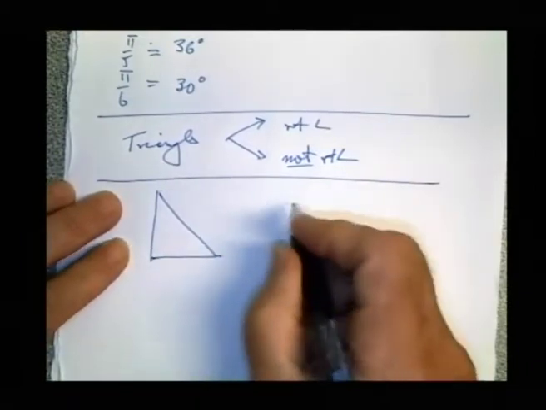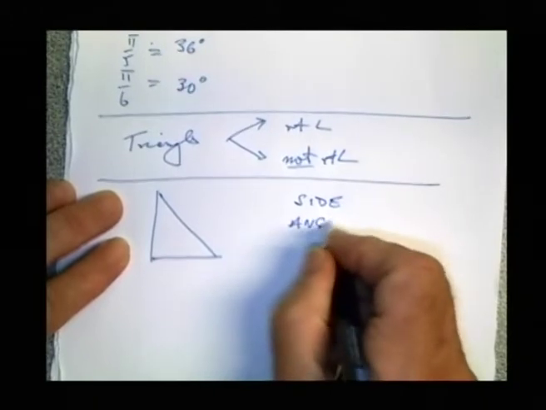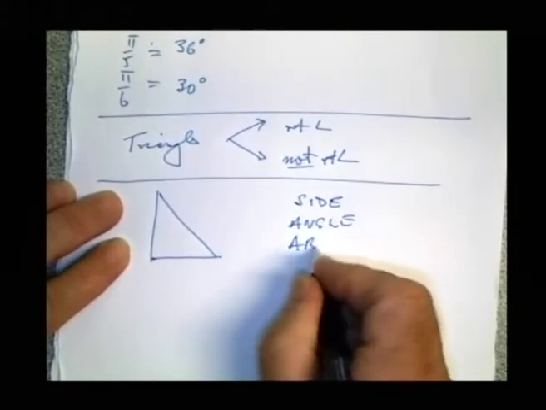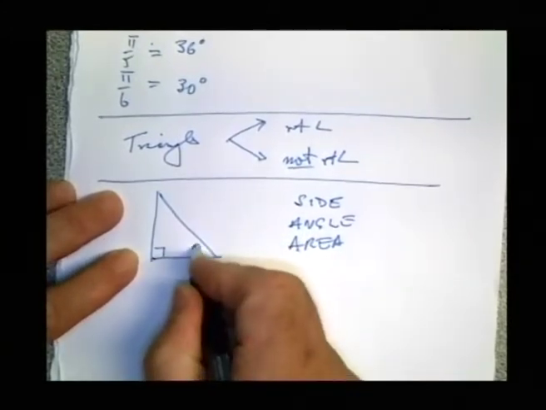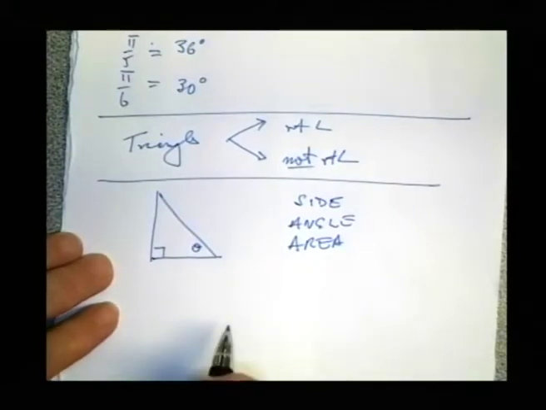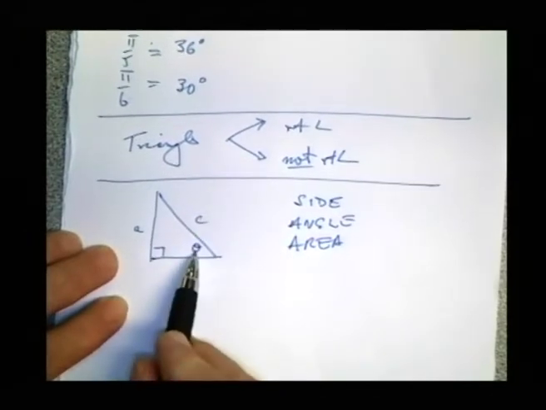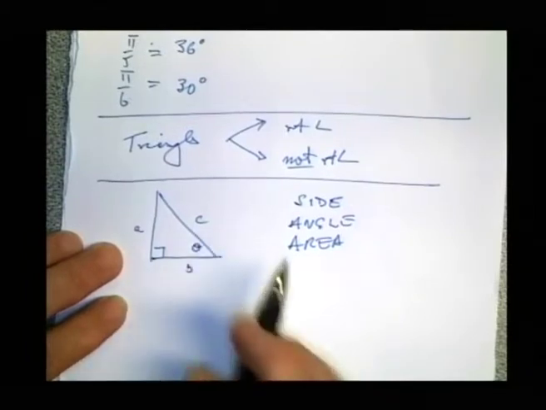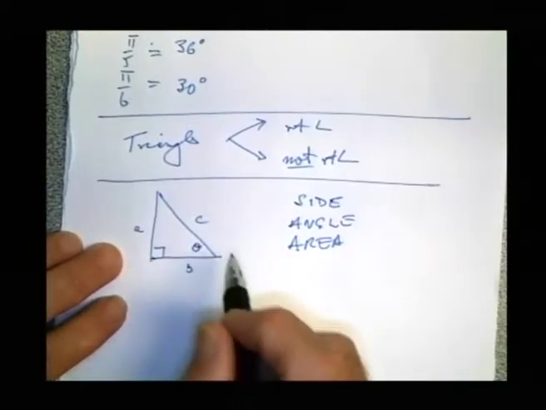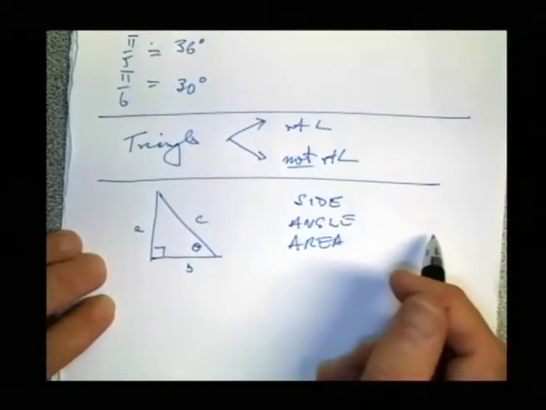Now, if you take right-angled triangles, in a triangle there's three things to look at: the side, the angle, and the area. Area of a right-angled triangle is half the base by the perpendicular height. And the angles, this is where the trig ratios come in: you could have A, B, and C, and sine theta is equal to the opposite over the hypotenuse, etc. So the trig ratios are sine, cos, tan, and the reciprocals, cosec, sec, and cot.